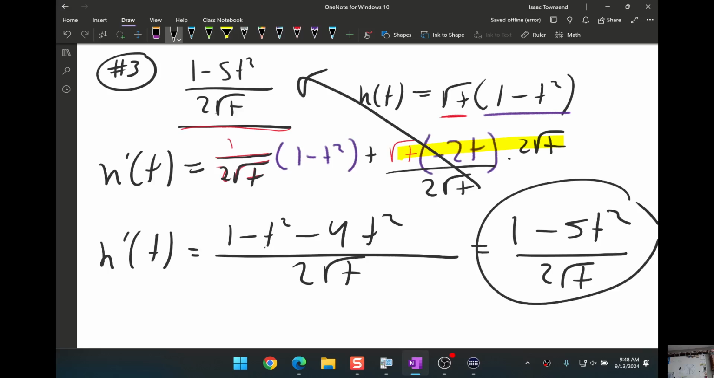So we need to simplify it for this notebook assignment. You need to simplify it till it matches the answers in the back. So sometimes that's easy, and sometimes it's a little bit more work like question 3 was.